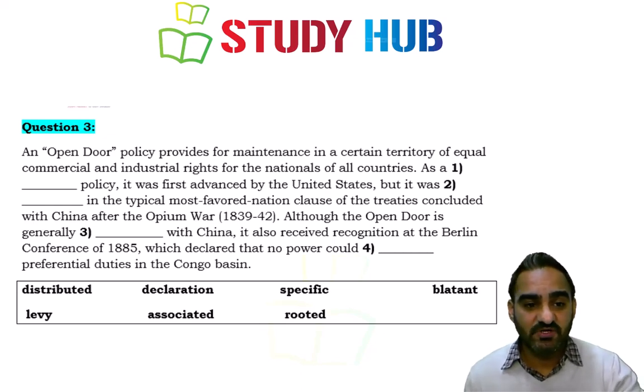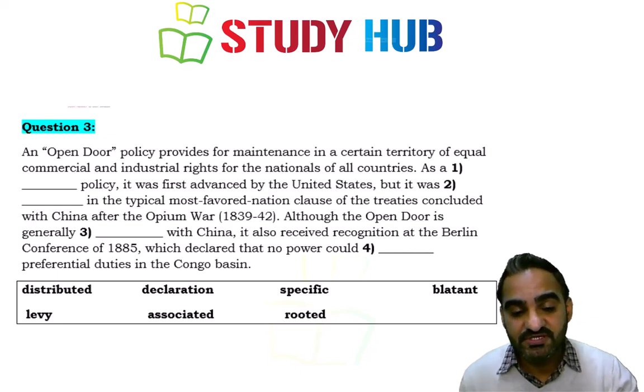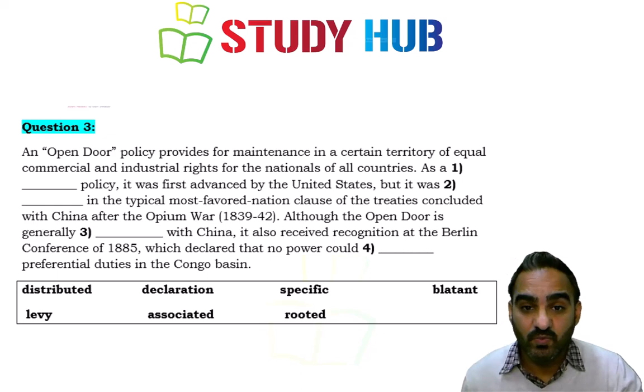As a dash policy. So we are applying the noun phrase logic. Article, adjective, noun. Article a dash adjective, policy is a noun. So we need an adjective there. And how many adjectives do we have here? We have got specific, we have got blatant. Distributed is ed verb. Declaration is noun, associated is verb, rooted is verb as well, and levy is a verb, but if you are not familiar with that word, okay, you can say, well, not sure about that word, right?